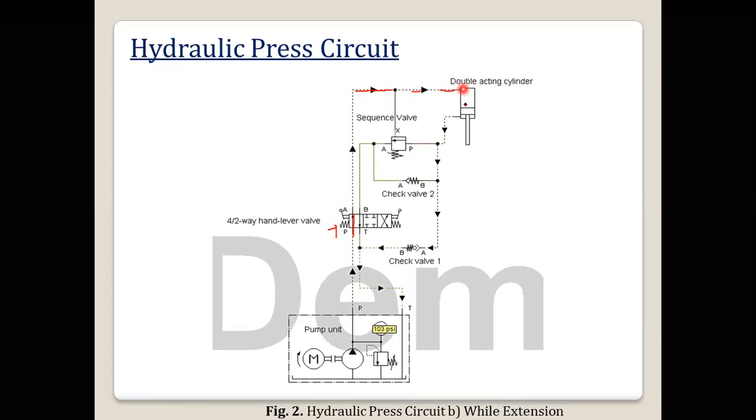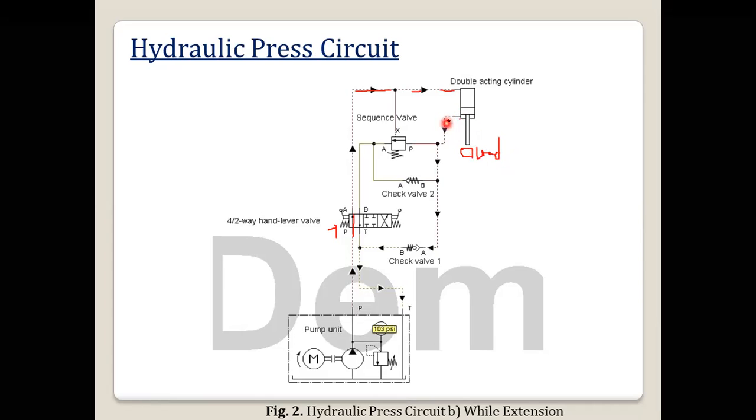Then it will come to the piston side of the double acting cylinder, so the piston will move downward. Here the load will be there, whatever the load, 10 kilonewton, and it will be coming down. That pressing will be done.